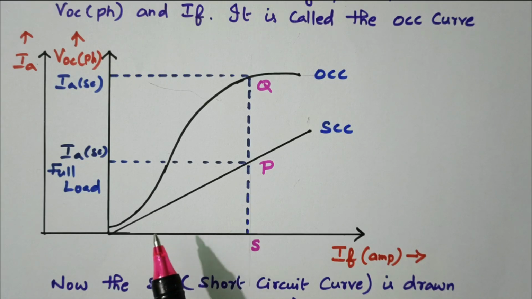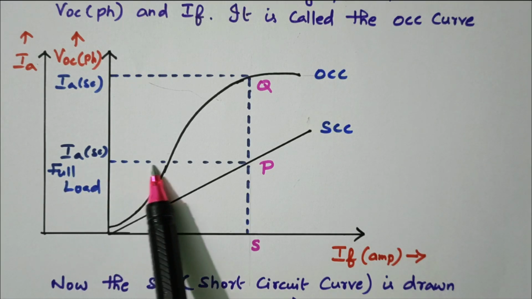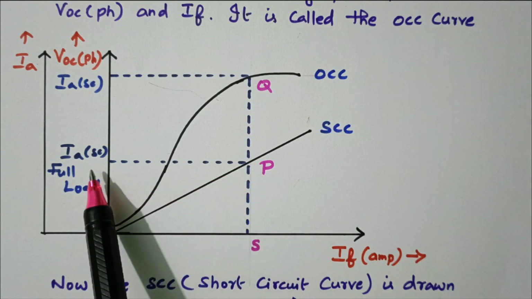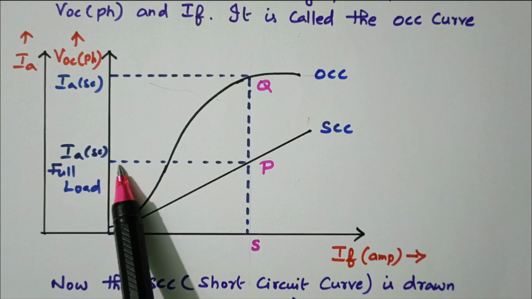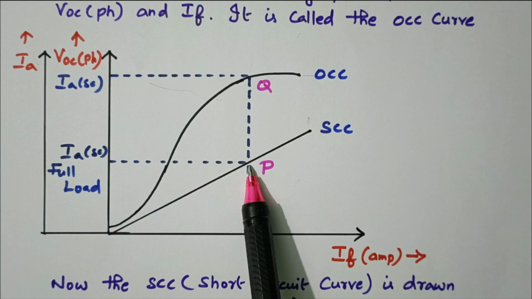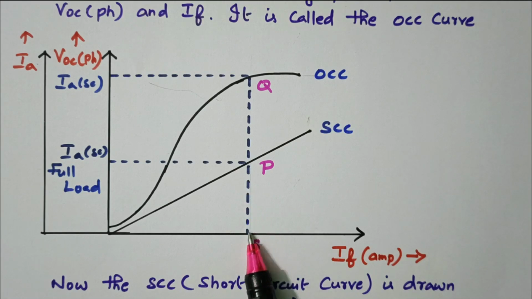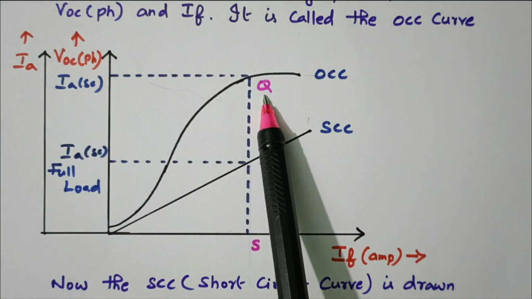How to find the value of ZS? From the full load value of IA, draw a horizontal line that will cut the short circuit curve SCC at point P. From the rated full load armature current, draw the line that will intersect the SCC curve, the short circuit curve, giving the point P. The point where it cuts the x-axis is the point S. Similarly, draw the line in the upward direction that will cut the OCC curve at Q. So this point is called Q.